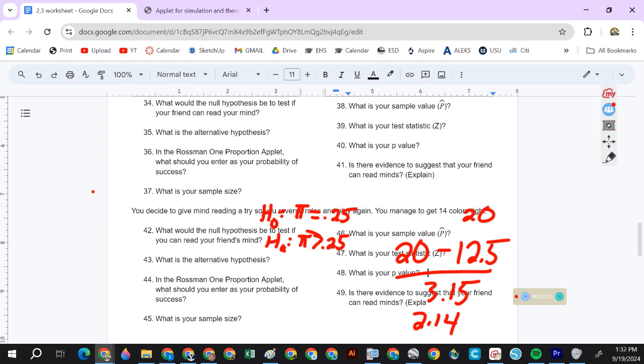Okay. Now, on the last one, you switch roles. Now you do the guessing, and you are only right 14 out of 50 times. Okay? So set up your null hypothesis and answer the questions 42 through 49.